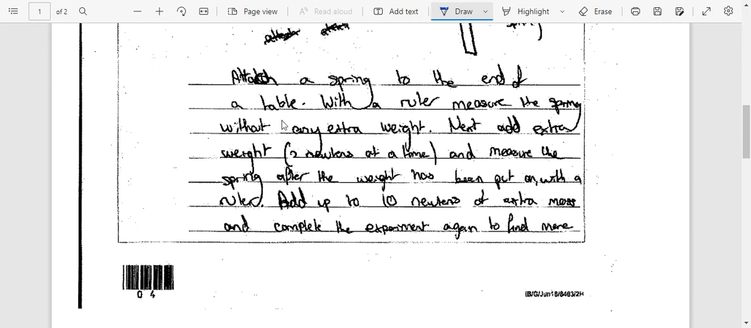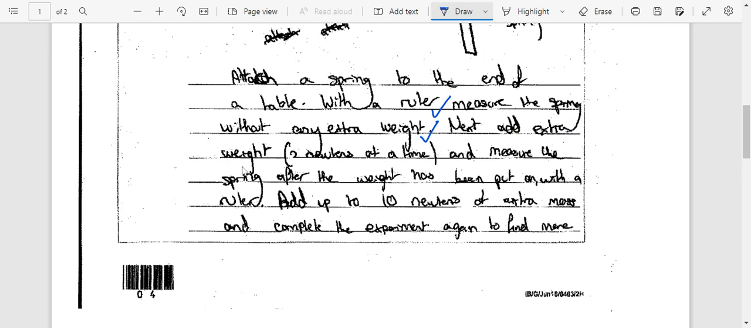So they said, attach a spring to the end of the table. With a ruler, measure the spring without any weight. A lot of students forget to measure the spring before adding weight, so that's definitely got them credit. They've also made it clear that they're measuring it with a ruler. I know that's obvious, but you must state the equipment you're going to use.